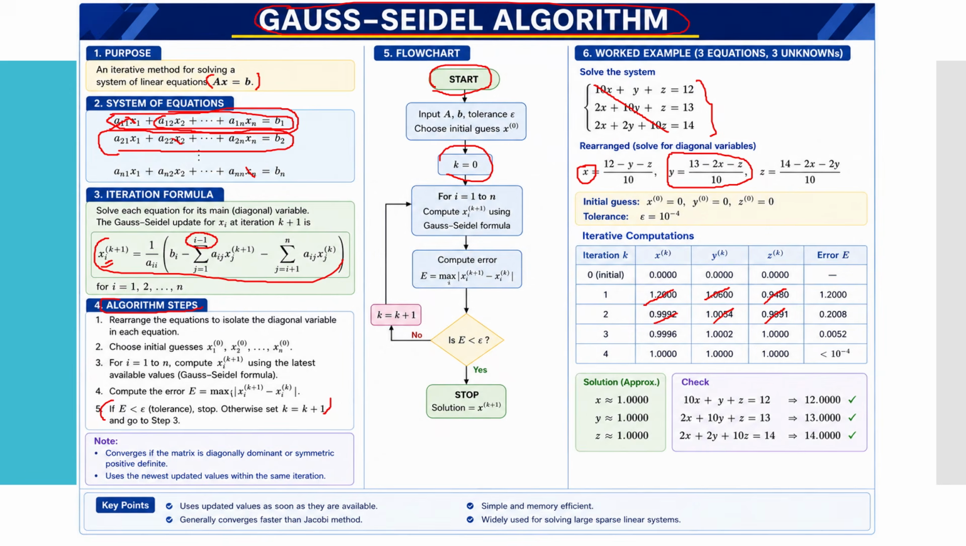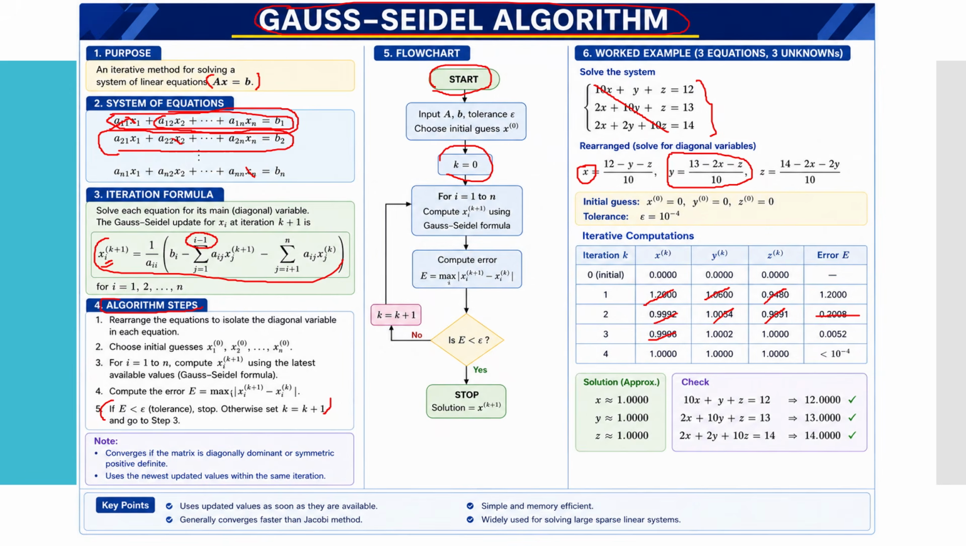So if we take the difference, the maximum difference error is 0.2. Again, we will go for the next iteration. When we go for the next iteration, for x1, we'll use the new value from the second iteration of y and z to calculate x1. So replacing the values of y and z with 1.0054 and 0.991, we'll get the value 0.996.